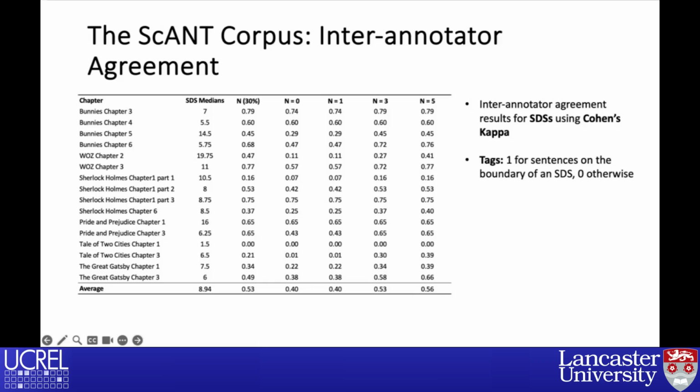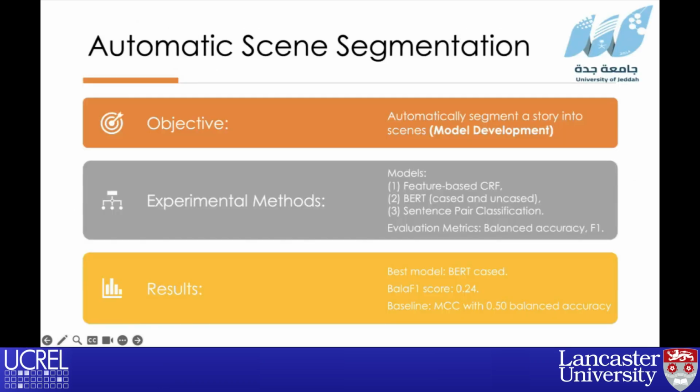If n equals 1, we allow a one sentence error. So in the same situation, if annotator 1 annotated sentence 1 as the first sentence of SDS1 and annotator 2 annotated it as the second sentence, then we have a match, because if n equals 1, we are allowing a one sentence error. And because scenes are quite big in the text, we will definitely have lower marks if we only stick to the exact match Cohen's kappa score.